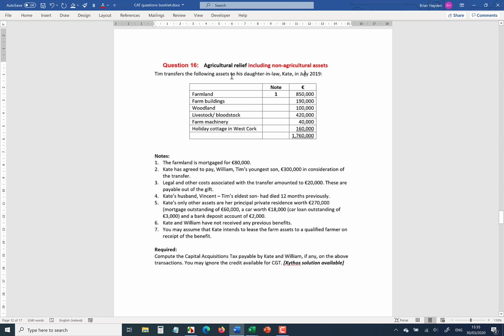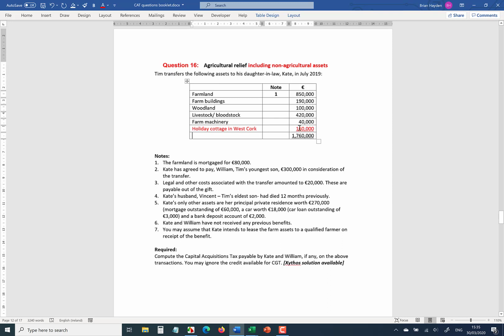So Tim transfers the fund assets to his daughter-in-law Kate in July 2019. So there's farmland, farm buildings, woodland, livestock, bloodstock, farm machinery, all of which are agricultural. But this asset here, the holiday cottage, that's going to be treated differently. That's not an agricultural asset. So of the total being transferred, one item is not agricultural.